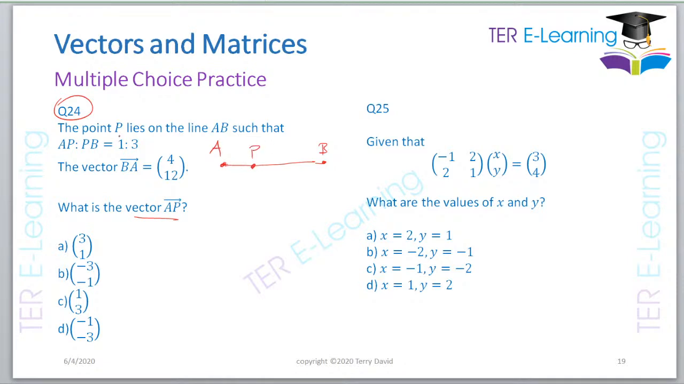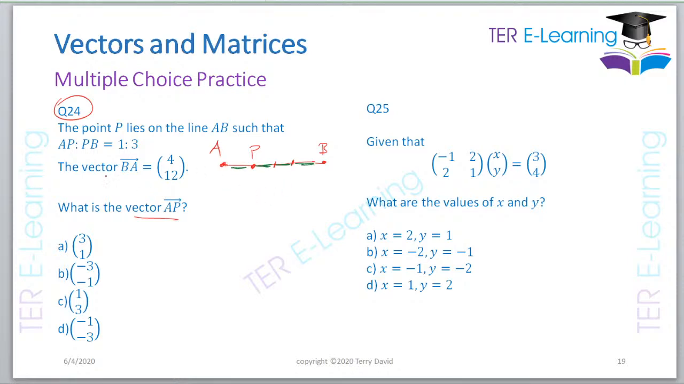Now when I tell you a ratio 1 to 3, it means that you have 1 part to 3 parts, right? So what that means is that PB is actually divided into three parts. So you have three parts here. This is one part, this is two parts, and this is three parts, right? And then AP is just one part, right? So that's what that means.